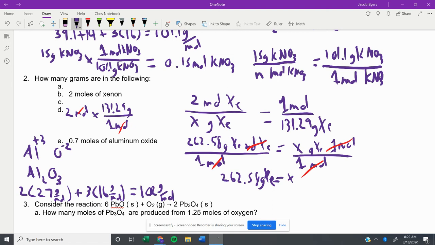So to get to the mass, we're just going to start with the number of moles we have. And we're going to multiply by that ratio, and we need to cancel out moles, so 1 mole will go on the bottom, 102 grams on top. So if we multiply 102 by 0.7, we end up with 71.4 grams of aluminum oxide.